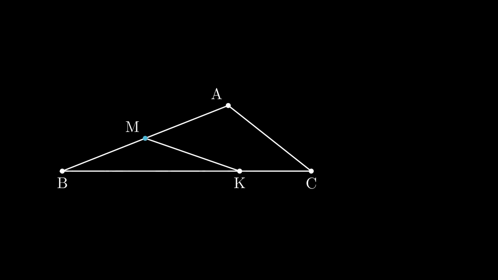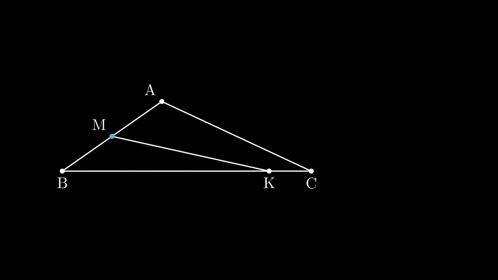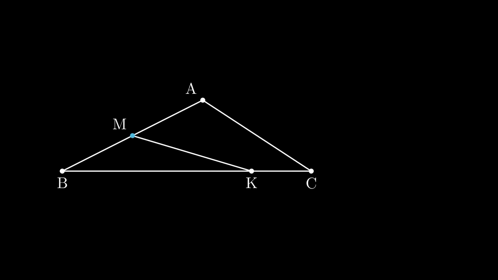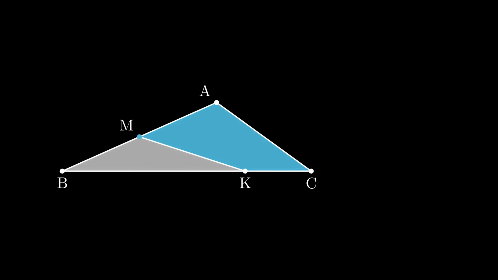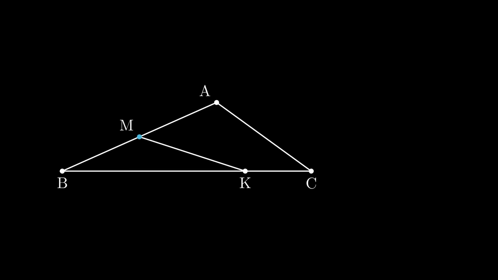In researching the splitting line for the midpoint M, we notice that one polygon is a triangle, the other one is a quadrilateral. Because the perimeters are equal and MK is shared, the actual equality boils down to the equality of BK to KC plus CA.